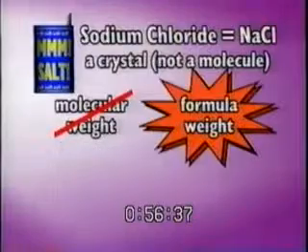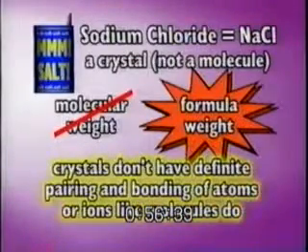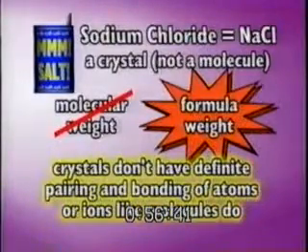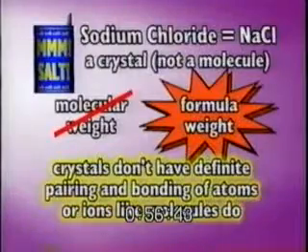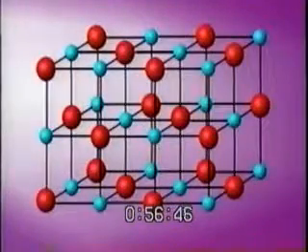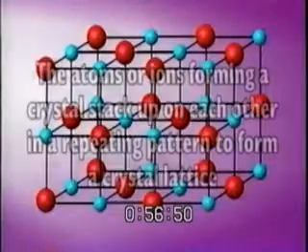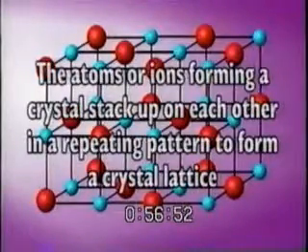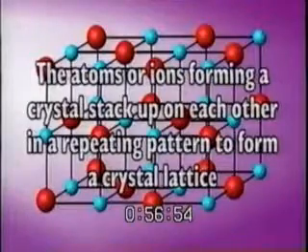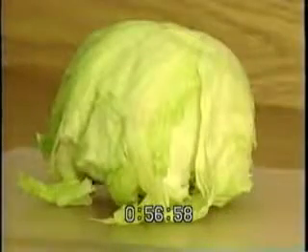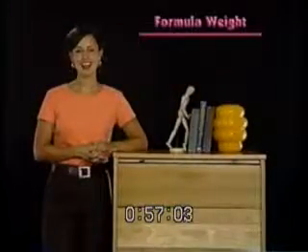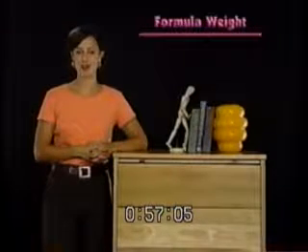Crystals are different from molecules because crystals don't have definite pairing and bonding of atoms or ions like molecules do. Crystals are more like a bunch of atoms or ions stacked up to one another, like the bricks in a building. The atoms or ions forming a crystal stack up on each other in a repeating pattern to form what's called a crystal lattice. No, not lettuce. Lattice.